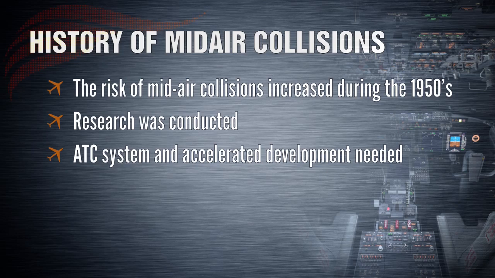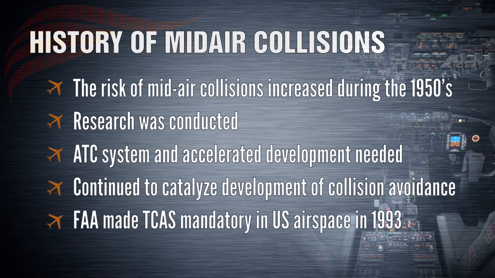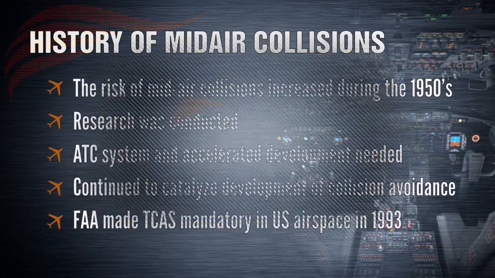A continuing trend of mid-air collisions continued throughout the 60s and 70s, however, with each accident continuing to catalyze development of collision avoidance systems. The FAA finally made TCAS mandatory in US airspace in 1993, following the 1986 collision between a DC-9 and a Piper Archer over Cerritos, California, which resulted in the loss of 82 lives.